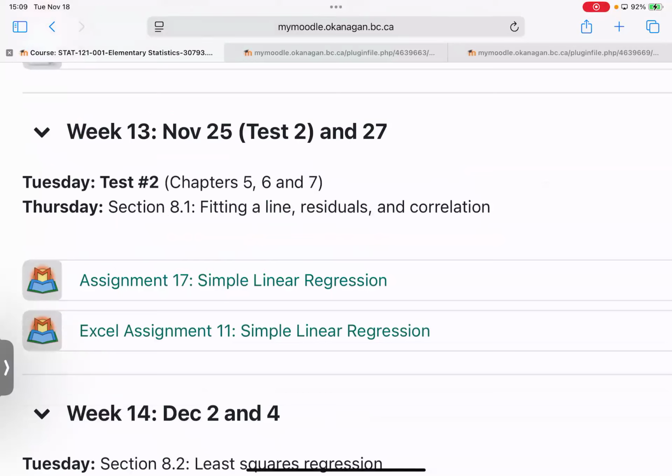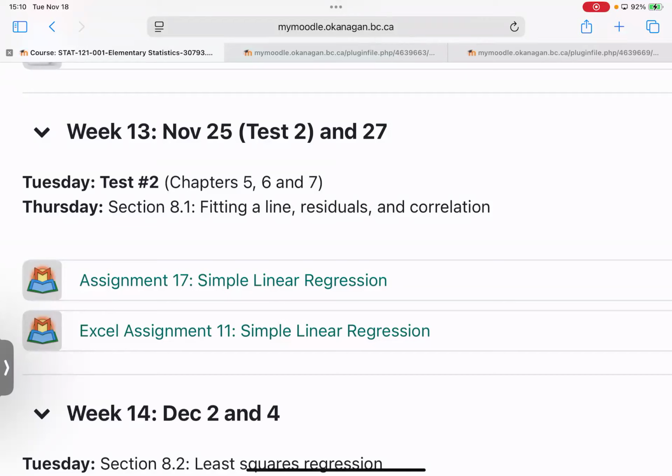Looking forward, you've got your test 2 on Tuesday. It's on chapters 5, 6, and 7, which is essentially just 6 and 7 because chapter 5 was just a kind of slow motion version of 6.1. So it's really chapter 6 and chapter 7.